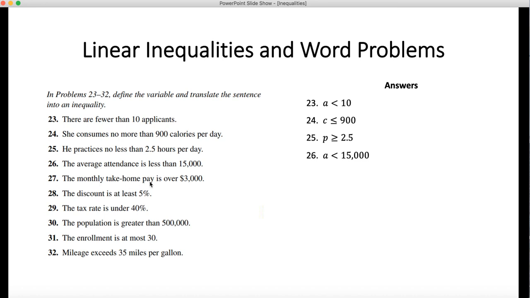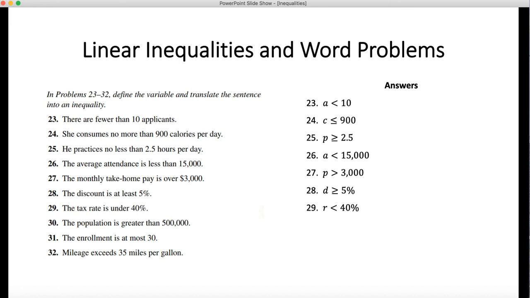The monthly take-home pay is over 3,000. Once again, 3,000 is not included. The discount is at least 5%. This time we are including 5%. D is greater than or equal to 5%. The tax rate is under 40%. R is less than 40%.